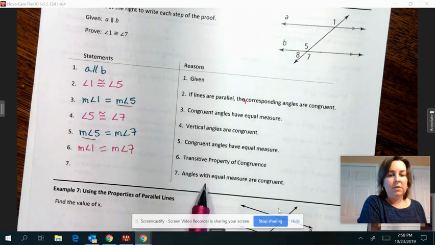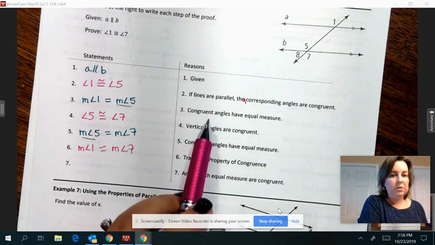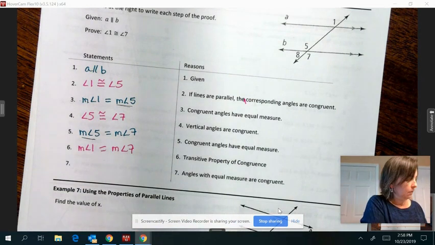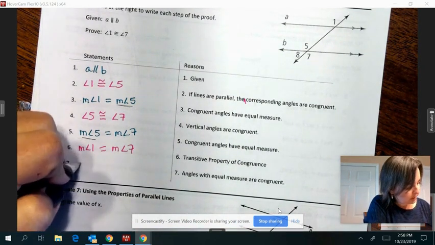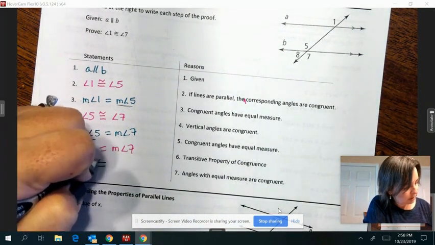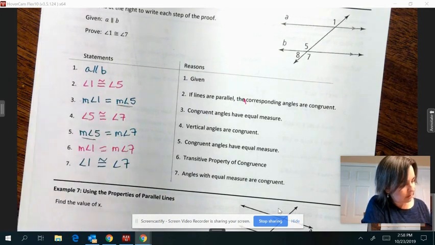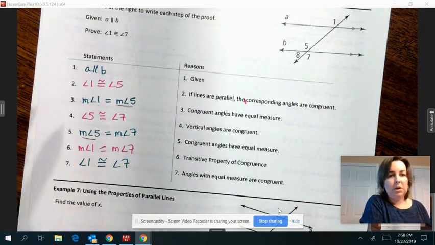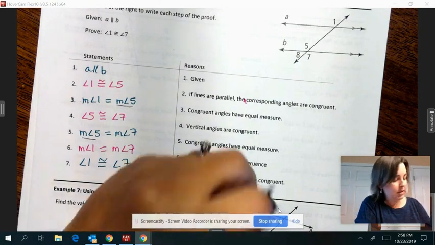And then here we have angles with equal measures are congruent. You'll notice that's kind of the converse of 3 and 5. So I'm going to switch this so it says angle 1 is congruent to angle 7, which is what we were trying to prove. So that is the end. You can put a little box.